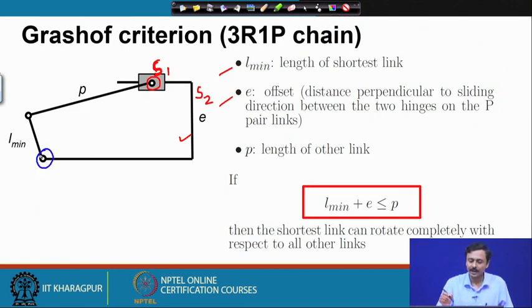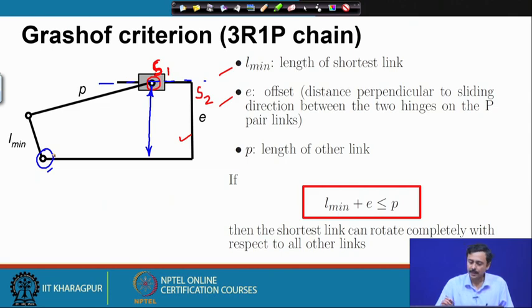So, in another way I can define offset as the distance perpendicular to the sliding direction, this is the sliding direction, between these two hinges. One hinge belongs to slider 1, the other hinge belongs to slider 2, both are sliders with respect to one another. If something slides with respect to another, the second one slides with respect to the first. So, both are sliders and these are the hinges on the two sliders.